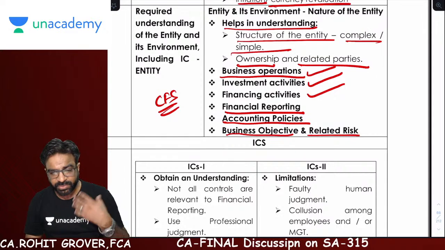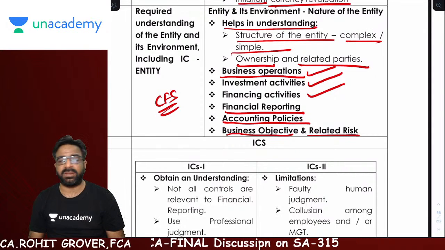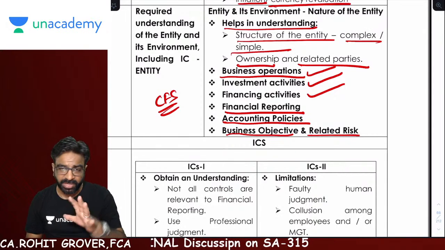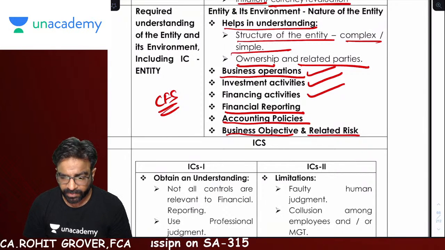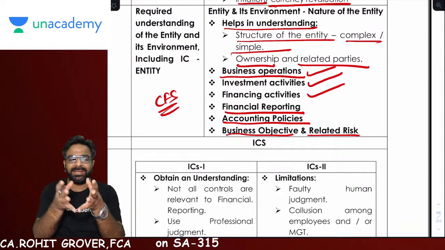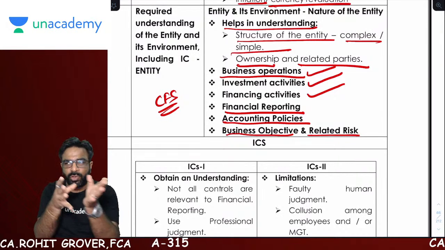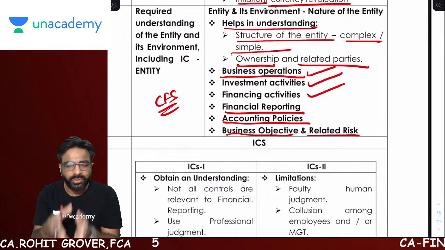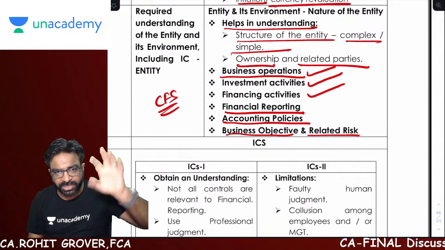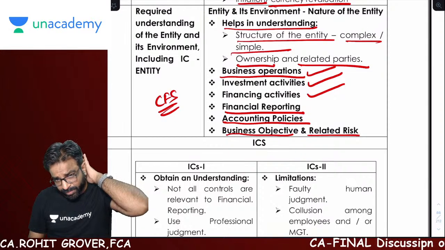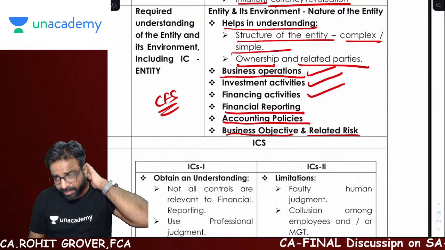Now, sometimes they may ask you a question in relation to internal control system when it comes to 315. Are you getting the point? Now, what do you mean by internal control system? Internal control system means those procedures and those management techniques which the management is going to apply in the organization to achieve its objectives. That is what you mean by internal control systems. Are you getting the point?